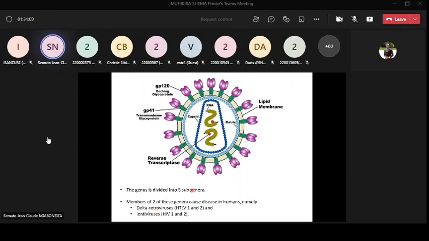And the family is subdivided into 5 subgenera. Members of 2 of these genera cause disease in humans. These are the delta retroviruses, HTLV type 1 and 2, human T-lymphotropic virus type 1 and 2, and the lentiviruses, which include HIV-1 and HIV-2. So these are related viruses, all have this reverse transcriptase, all have this configuration.